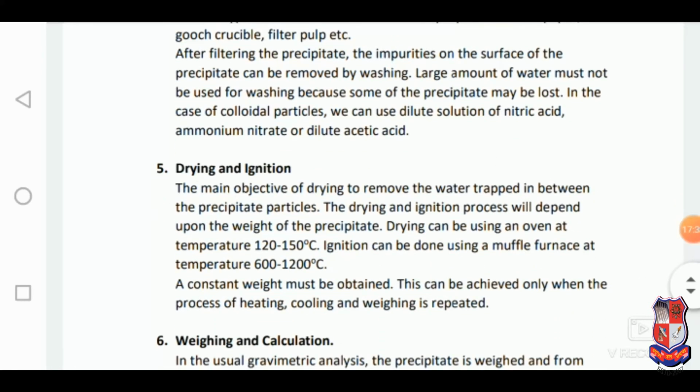So generally, these are the reagents or electrolytes which can be used effectively while washing the precipitates, because ammonium nitrate and dilute acetic acid are volatile in nature, and after volatilization they are removed from the main precipitate, leaving behind the pure precipitate, which is very essential to the given analysis.